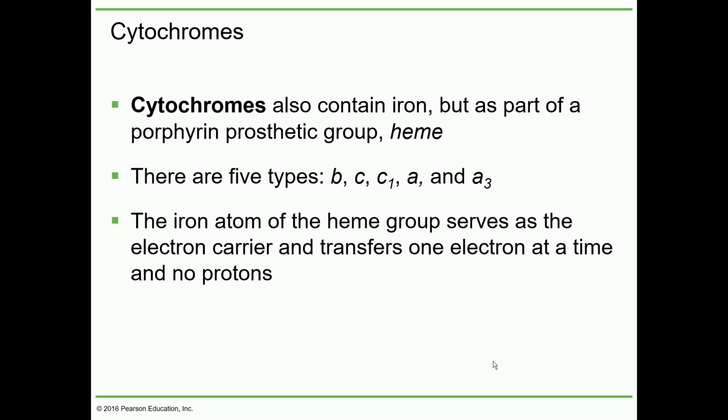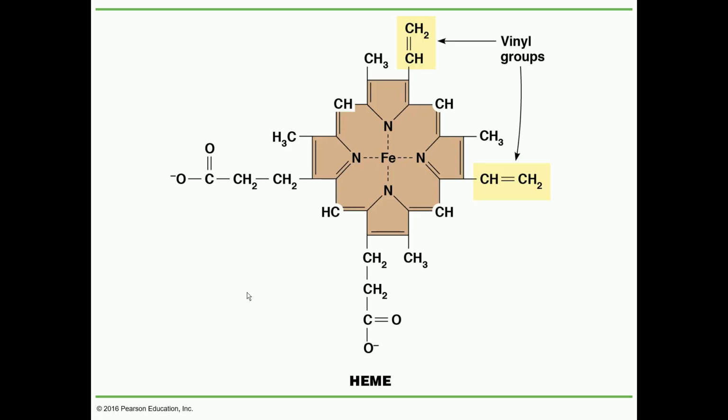Cytochromes. They also contain iron, but that iron is part of a porphyrin prosthetic group, which is a heme. There are 5 types of cytochromes: B, C, C1, A, and A3. The iron atom of the heme group serves as the electron carrier and transfers one electron at a time, and they also do not transfer the protons.